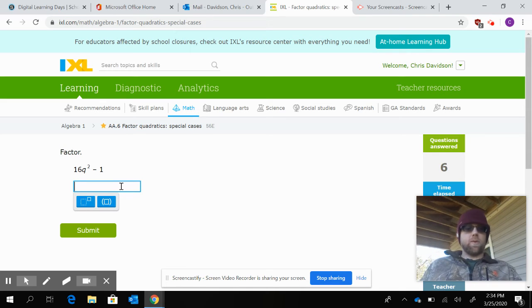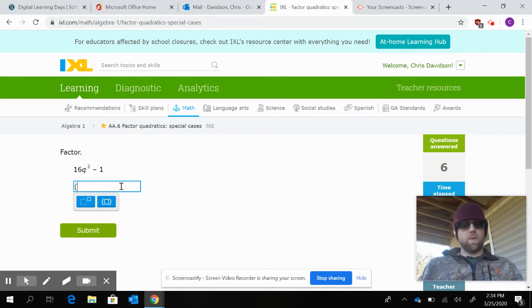Number 1, the 2 terms, yes. Number 2 is a subtraction sign, yes. And number 3 is both terms perfect squares. 16, yes, it's 4. 1, yes, it's 1. All right, and so we go 4q minus 1. Then we got 4q plus 1.